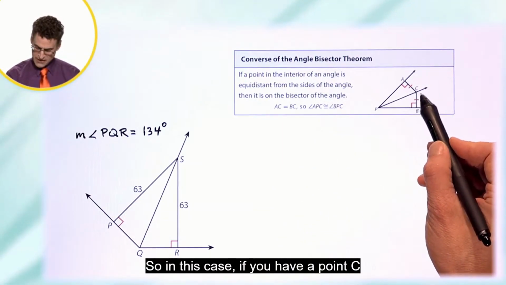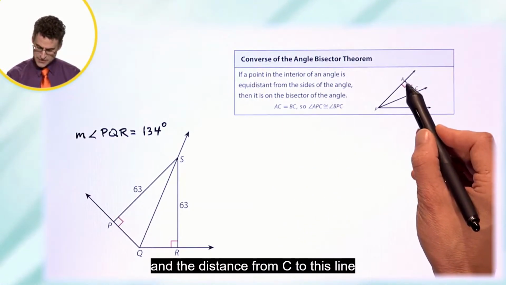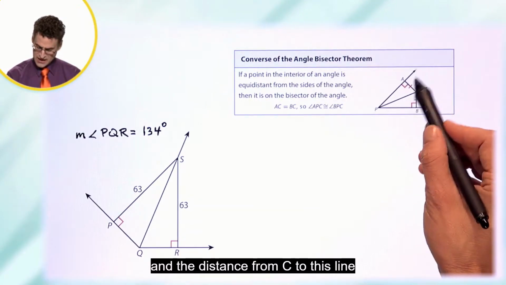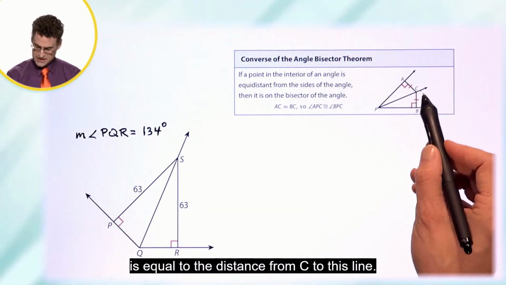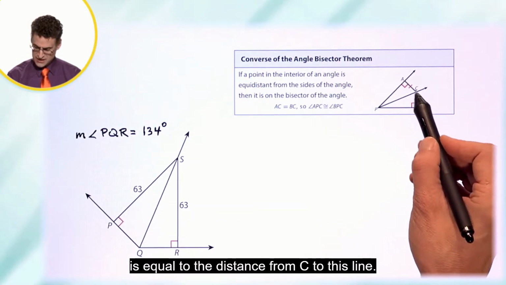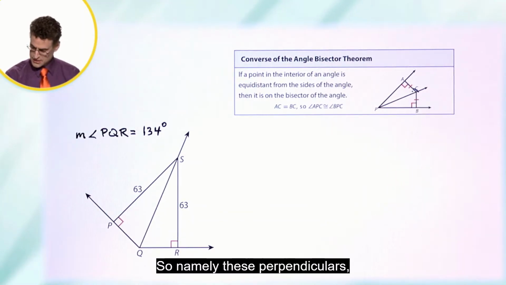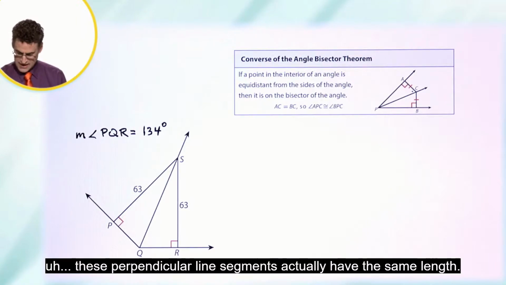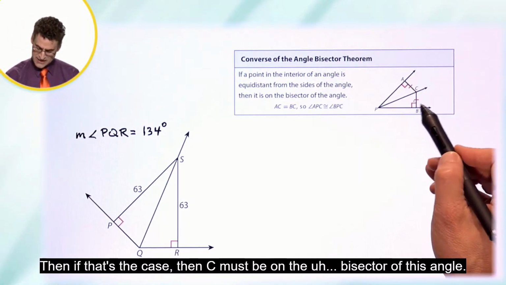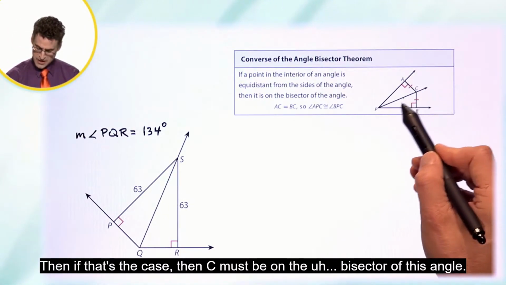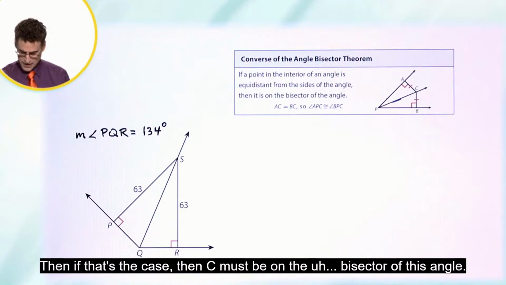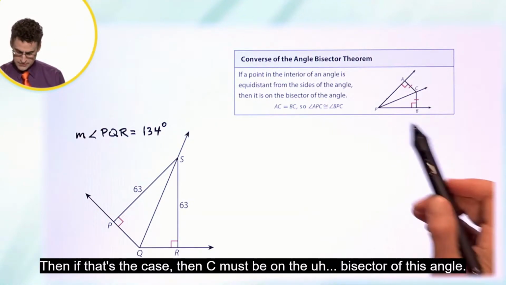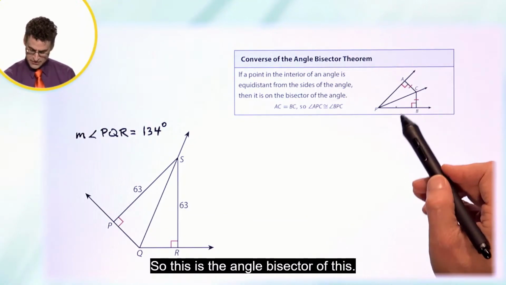So in this case, if you have a point C and the distance from C to this line is equal to the distance from C to this line, so namely these perpendicular line segments actually have the same length, then if that's the case, C must be on the bisector of this angle. So this is the angle bisector of this.